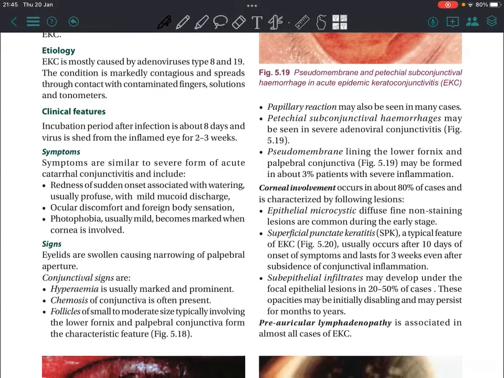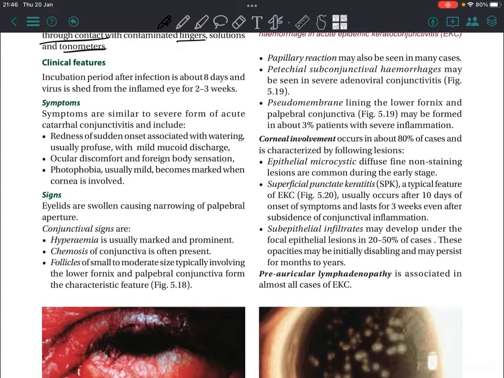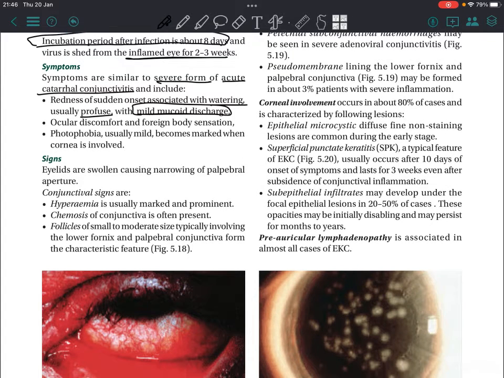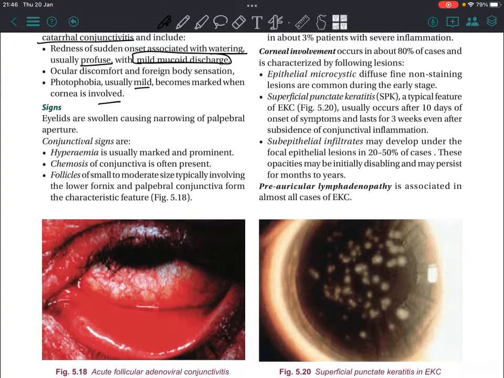Etiology. It is caused by type 8 and type 19 adenovirus. It is highly contagious, spreading through contact with contaminated fingers and solutions, tonometers. Clinical features. Incubation period after infection is about 8 days, and the virus is shed from the inflamed eye for 2 to 3 weeks. Symptoms are similar to the severe form of acute conjunctivitis, including redness of sudden onset associated with watering, usually profuse, with mild mucoid discharge, ocular discomfort and foreign body sensation. Photophobia is usually mild, but becomes marked when the cornea is involved.